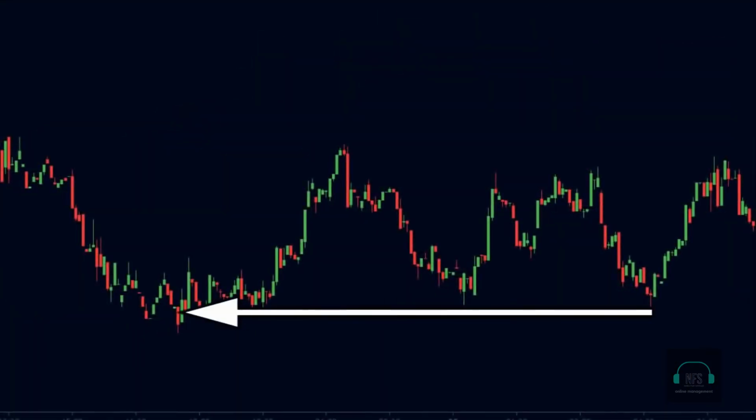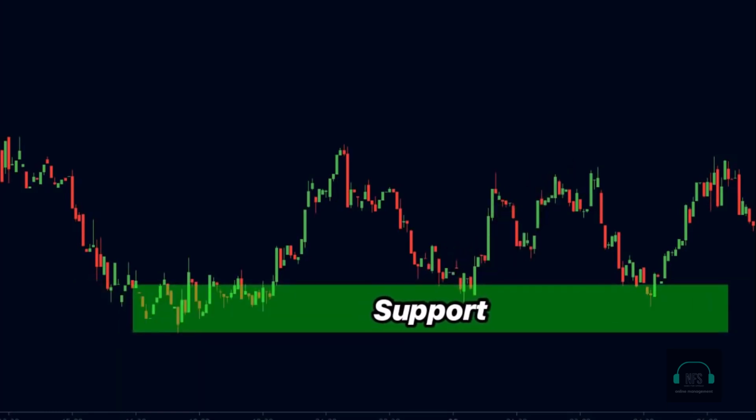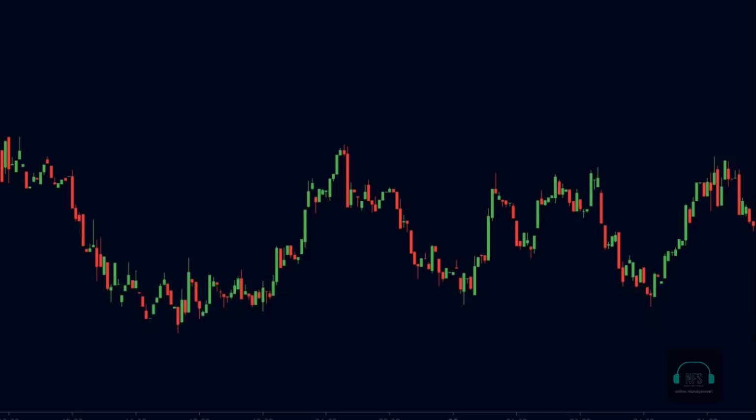The same thing happens at a support level. The traders that sold here were trapped in a losing trade. They exited their position here and created buying pressure. Hence, the price went up, and this level became a support level. Support and resistance are one of the foundations of technical analysis. So it becomes very essential to learn how to correctly plot these levels.